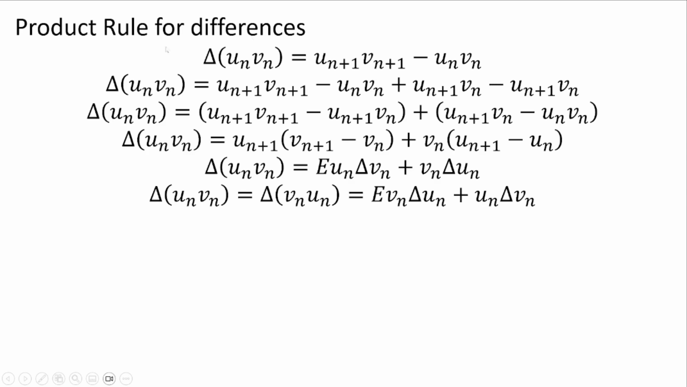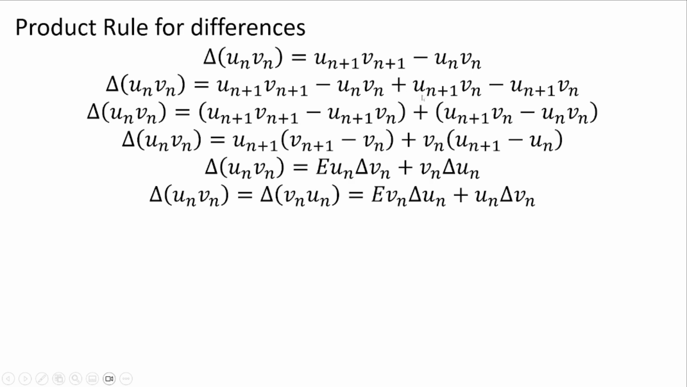We will introduce a product rule that is similar to the product rule in continuous calculus. The delta of u_n multiplied by v_n. u_n is a series, v_n is a series. If we multiply each term one by one, we will get the new series u_n v_n. We need to know the difference operator when it is applied to this product. Delta of u_n v_n will be u_(n+1) v_(n+1) minus u_n v_n by the definition of the difference.